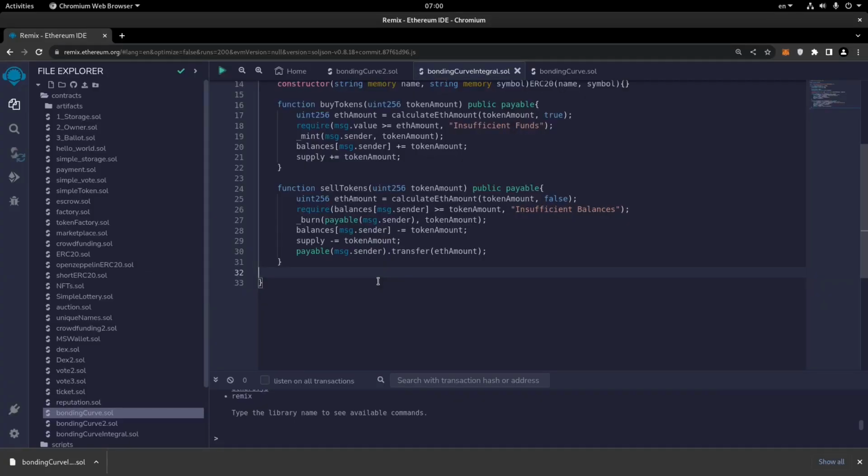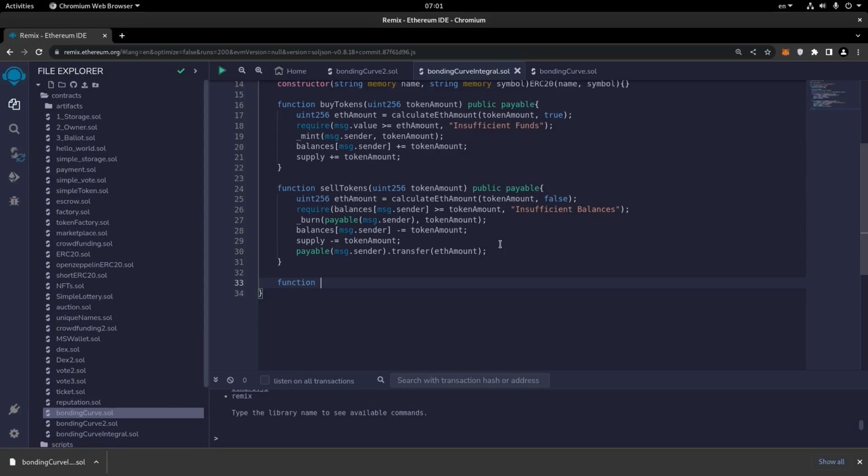Hi everyone, and welcome to the following of bonding curve integral.sol, and in this part we're going to complete the functions. So the next function here, which is the most important one and serves the main purpose of our smart contract, is the calculating of the if amount, which is going to be written in a much different manner than what we had in the previous contract.